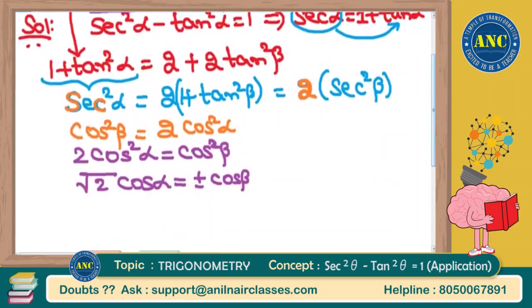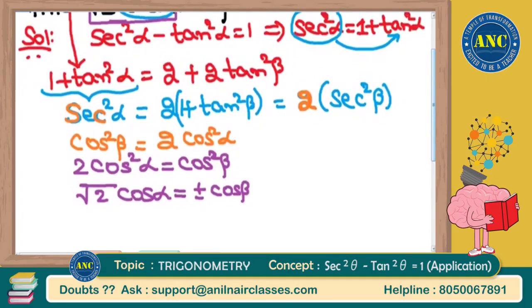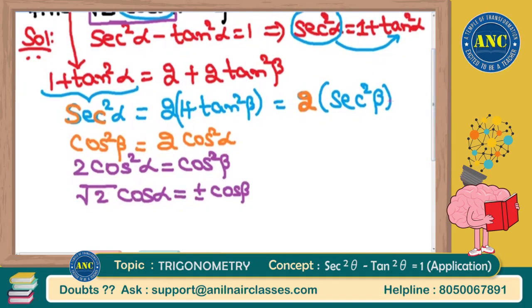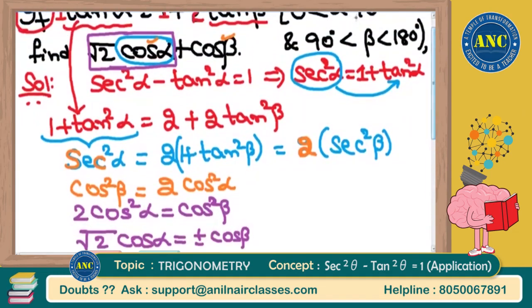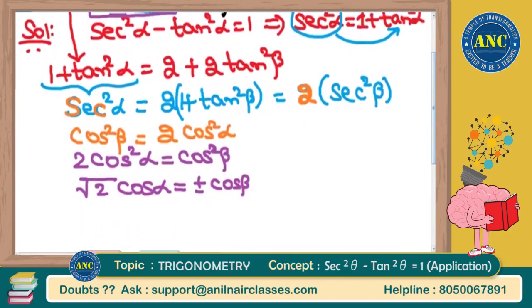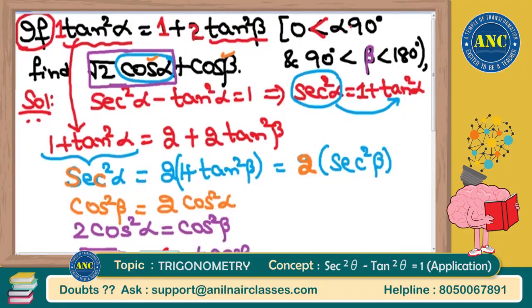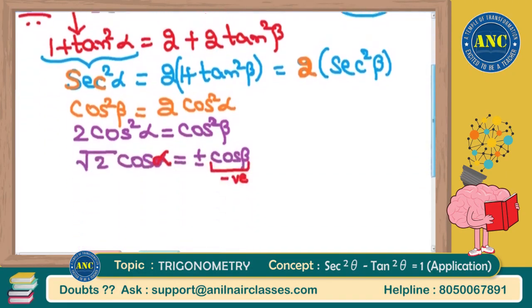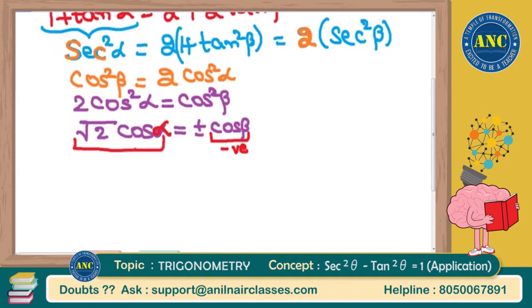Now think logically, sir. Here I got plus or minus cos beta. Beta lies between 90 to 180 degrees. That means beta is in the second quadrant. In the second quadrant, cos is negative. I believe you are clear with this logic, right? Similarly, alpha lies between 0 to 90 degrees, where everything is positive, so cos is also positive. This entire thing will be plus.